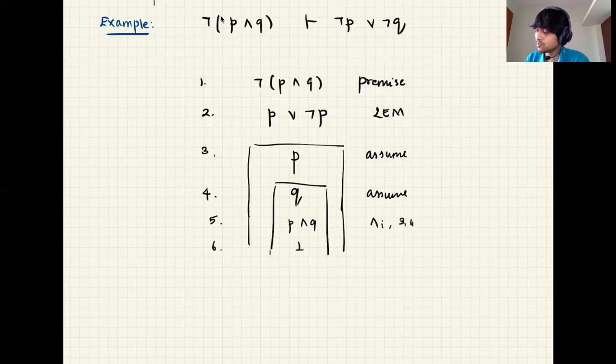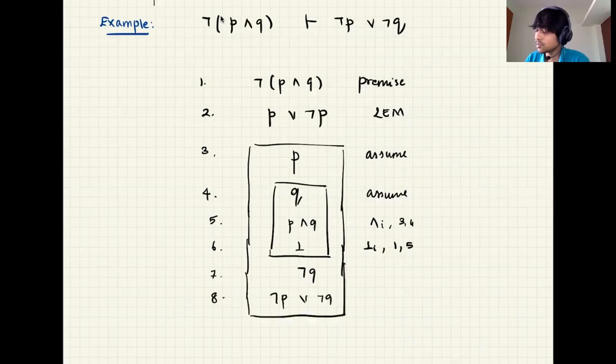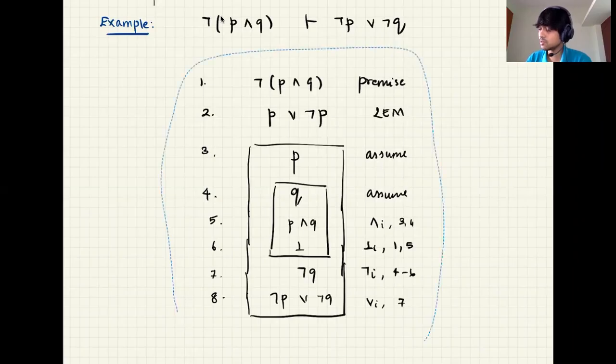Now this gives me bottom due to premise and 5. And hence, what can I conclude? I can conclude not Q. Then I can use my OR introduction to get not P or not Q. So this is the negation introduction done on 4 to 6. This is the OR introduction done on 7.